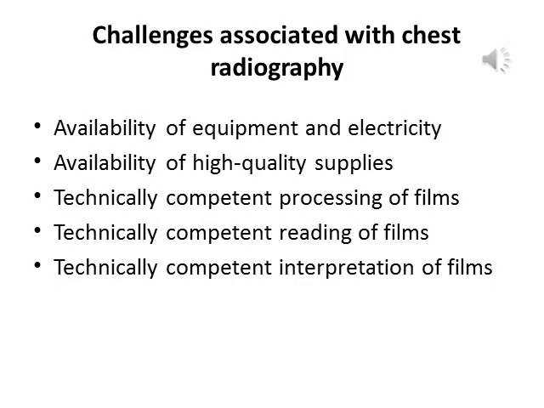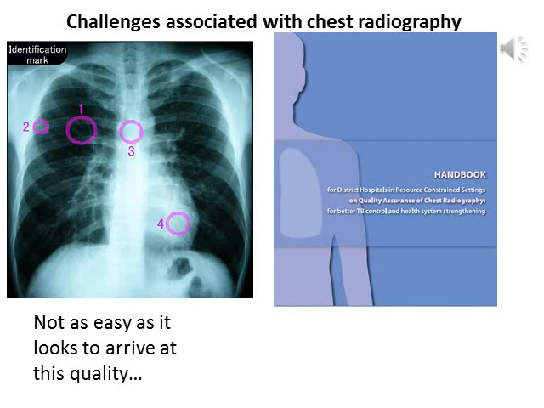Furthermore, there are several operational challenges associated with chest radiography. The method requires availability of equipment, a continuous supply of electricity, high quality supplies, and technically competent processing, reading, and interpretation of films, which might be difficult to achieve at peripheral healthcare facilities in low resource settings. Furthermore, obtaining a high quality film which is neither overexposed nor underexposed is not easy. WHO has published a handbook for district hospitals in resource constrained settings on quality assurance of chest radiography for better TB control and health system strengthening.